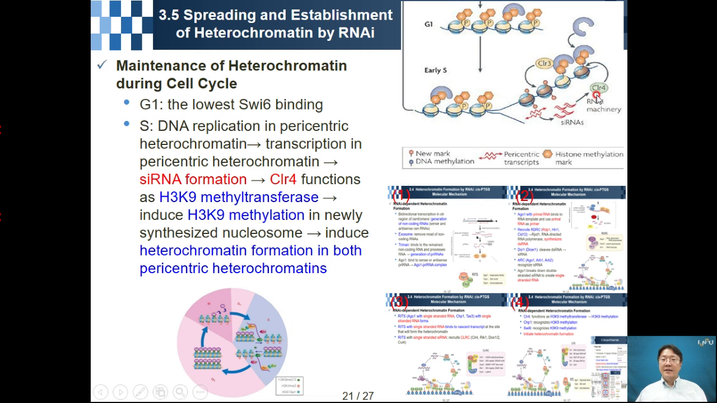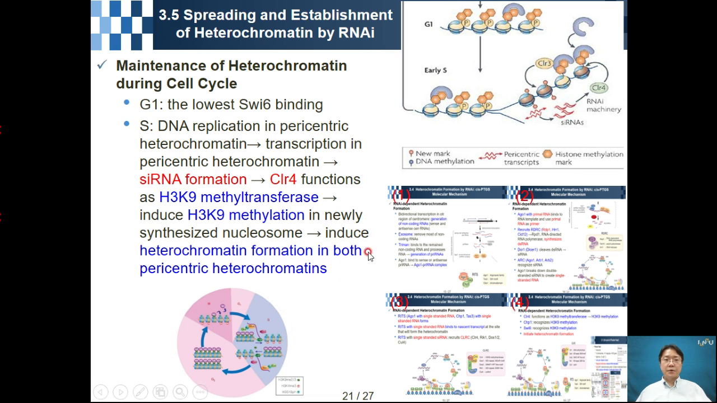Then it will recruit the CLRC complex. In the CLRC complex, they have Clr4. The main function of Clr4 is H3K9 methyltransferase. So this Clr4 induces H3K9 methylation in newly synthesized nucleosomes. This methylation induces heterochromatin formation in both pericentric heterochromatin.